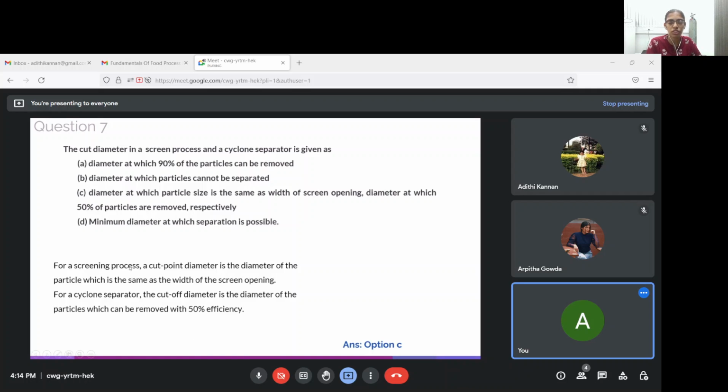For a screen process, it is the same diameter as that of the screen opening. And for a cyclone separator, you are not dealing with a screen in the first place. It is more of a separation based on centrifugal and gravitational force. So for a cyclone separator, the cutoff diameter is the diameter of the particle where 50% efficiency can be observed. The cutoff diameter depends upon the geometry of the cyclone separator that you have, the velocity at which you are feeding in the air, and all those. So the answer to this question is option C. Any doubts on what a cutoff diameter is?